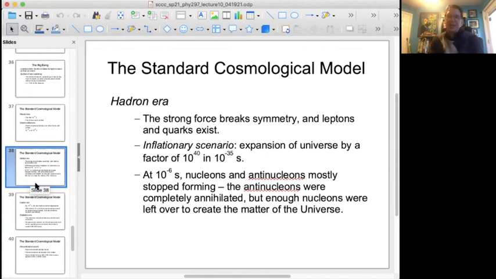In the inflationary scenario, and we'll talk a little bit about inflation in a couple of minutes, the universe expanded by a factor of 10 to the 40 in 10 to the negative 35 seconds. So there was an extremely rapid expansion. At 10 to the negative 6 seconds, nucleons and antinucleons mostly stopped forming. So the antinucleons were completely annihilated, but enough nucleons were left over to create the matter of the universe. And again, one of the big unsolved questions is, why is there more matter than antimatter?